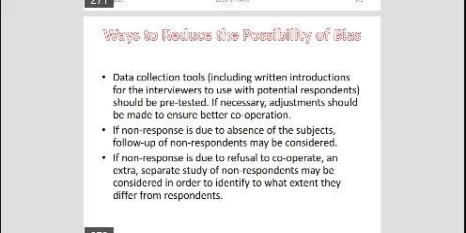Let's see the ways to reduce the possibility of bias. Data collection tools should include a written introduction for the interviewer to use with potential respondents. It should be pre-tested. If necessary, adjustments should be made to ensure better cooperation. If non-response is due to absence of the subjects, follow-up of non-respondents may be considered. If non-response is due to refusal to cooperate, an extra separate study of non-respondents may be considered in order to identify to what extent they differ from respondents.